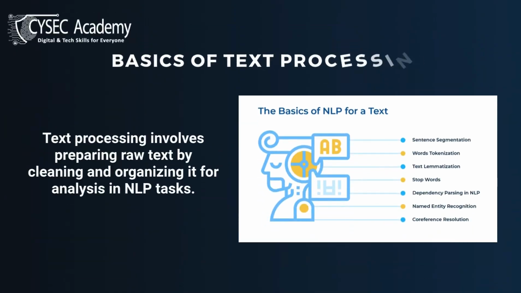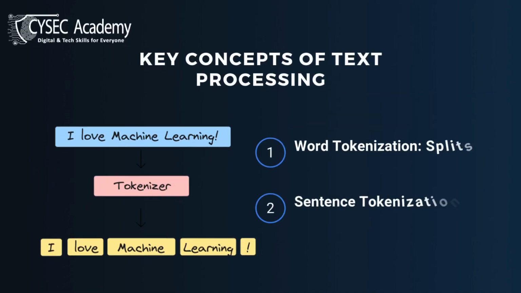Basics of text processing, tokenization, lemmatization. Basics of text processing involve cleaning, organizing, and preparing text data for analysis. It includes steps like removing punctuation, converting text to lowercase, tokenization, and removing stop words to make the data usable for NLP tasks. Let's look at the concept of text processing. Key concepts of text processing.